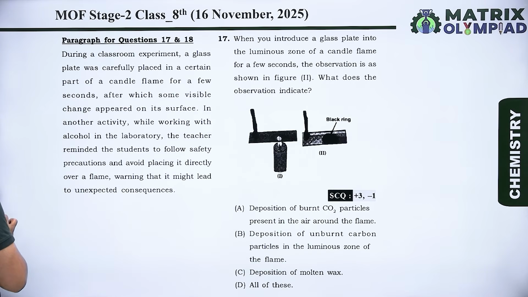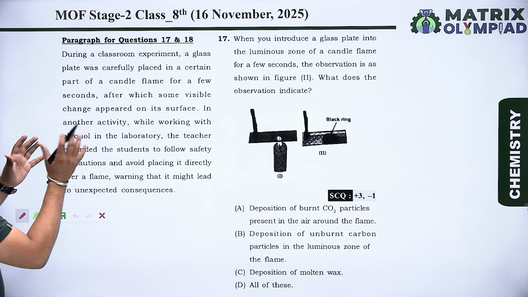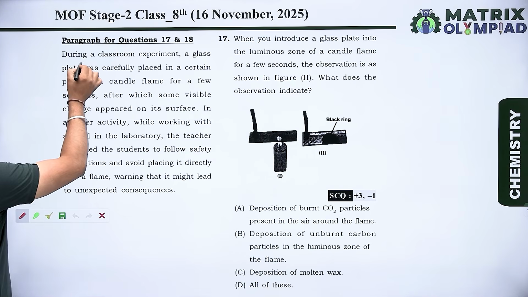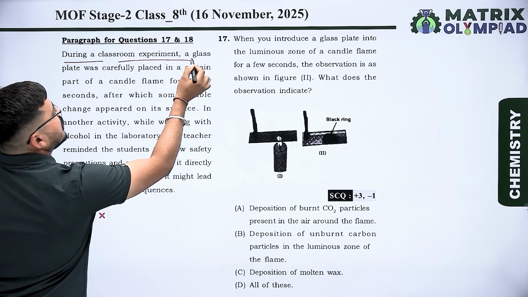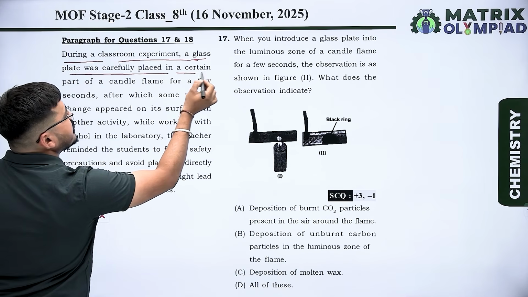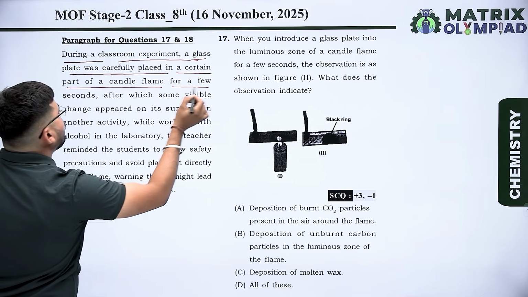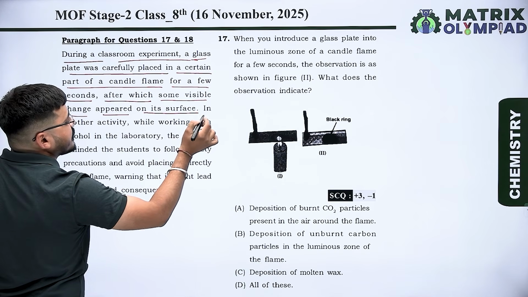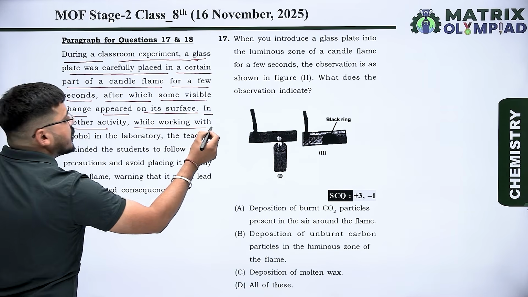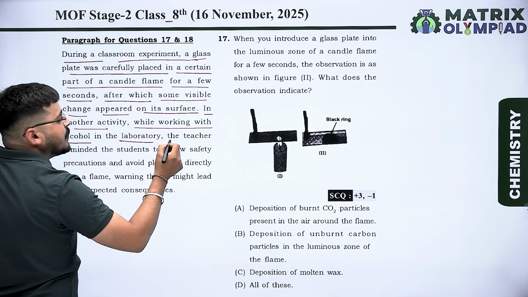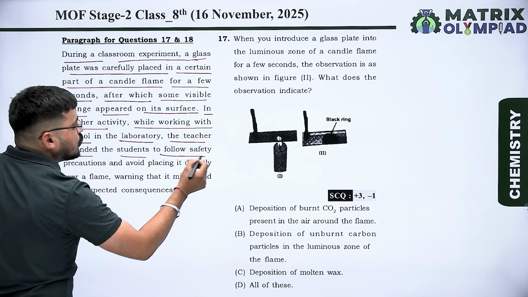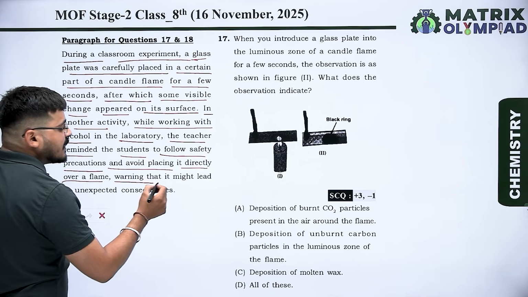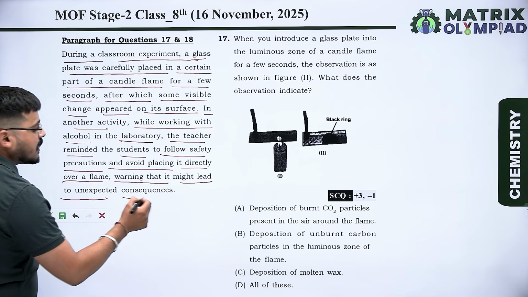Question number 17. We have to read a paragraph. On this paragraph, questions 17 and 18 are asked. Let's read this paragraph. During a classroom experiment, a glass plate was carefully placed in a certain part of the candle flame for a few seconds, after which some visible changes appeared on its surface. In another activity, while working with alcohol in the laboratory, the teacher reminded the students to follow safety precautions and avoid placing it directly over a flame, warning that it might lead to unexpected consequences.